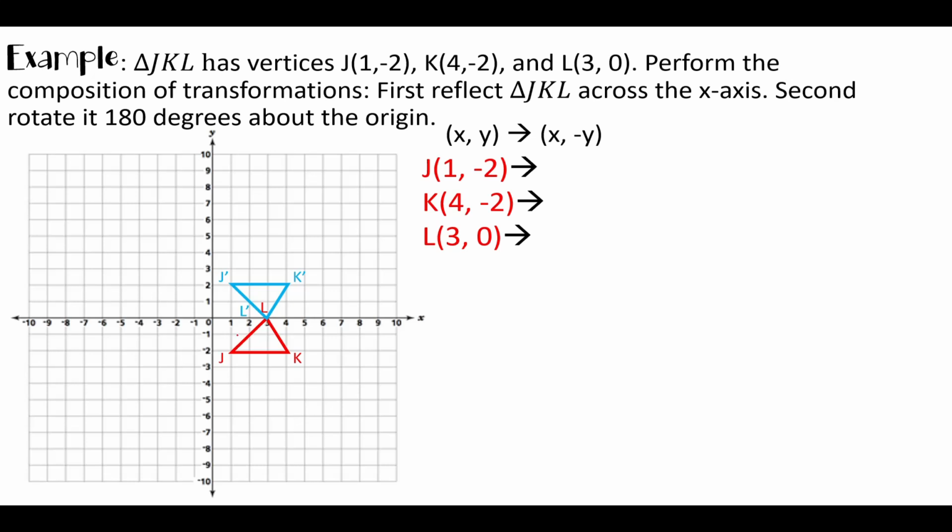I can count from the x-axis. I went 1, 2, so I'm going up 1, 2. That's how I plotted J prime. Same thing with K. I went up 2 rather than down 2 from that x-axis, and then L prime didn't move at all. But if we didn't have a graph in front of us and we had to solely rely on the ordered pairs, we would need to go back to this coordinate notation that (x, y) maps to (x, -y), which means that all of the y values of my ordered pairs should change signs. So for J, I went from (1, -2) to (1, 2), and so on and so forth.